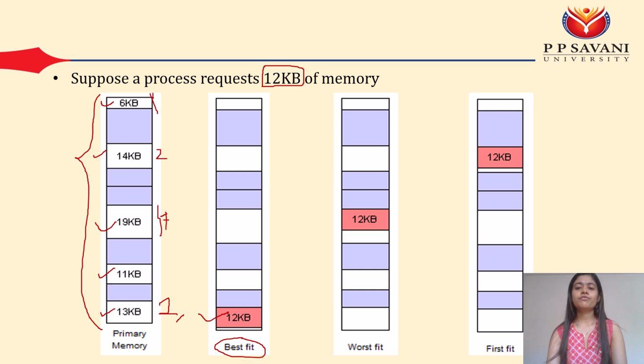Now, if we talk about first fit, the operating system will start scanning from the top of the main memory. Whichever first partition is found that is sufficient to store that particular process is going to be allocated. So obviously 6 KB is not sufficient to store 12 KB, so this is going to be ignored. The next partition is 14 KB, which is sufficient to store 12 KB, so that is going to be allocated in main memory. So these are the different partition allocation strategies for allocating a process to a specific partition.